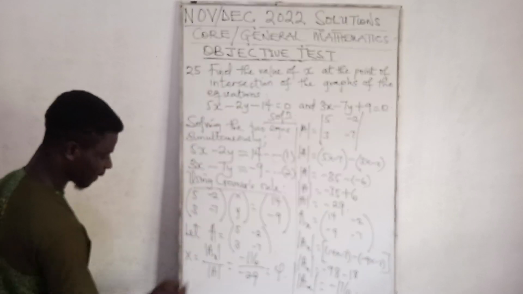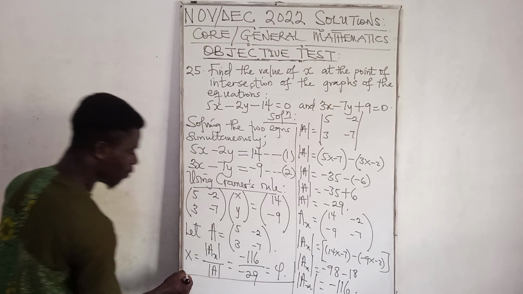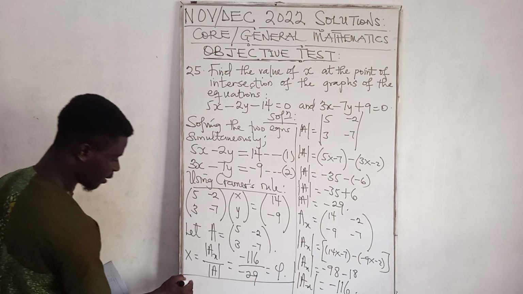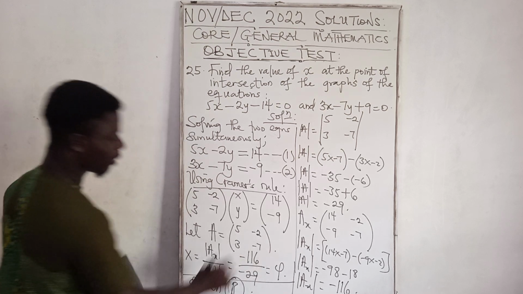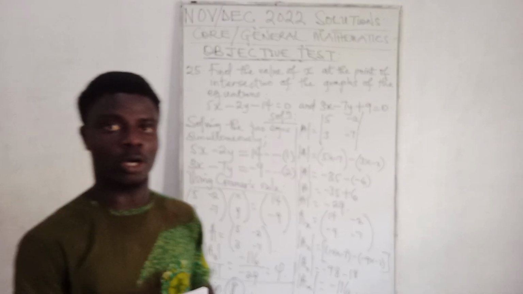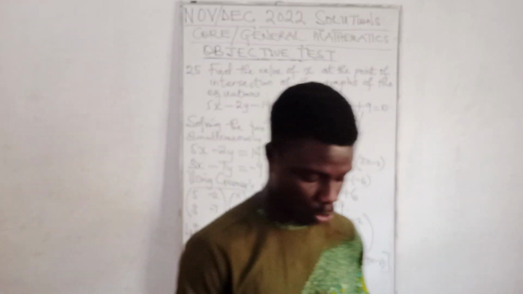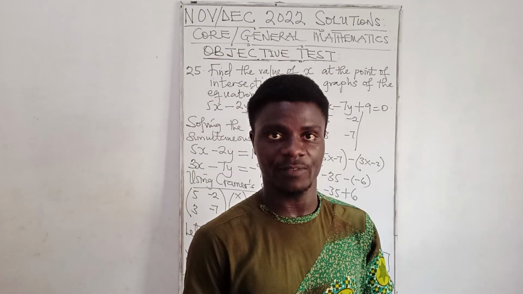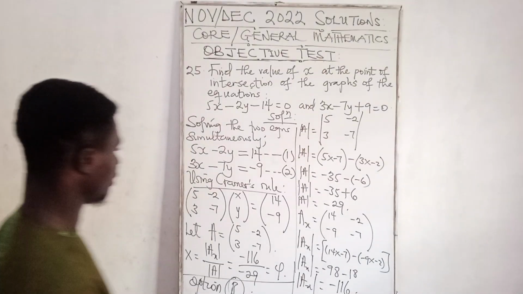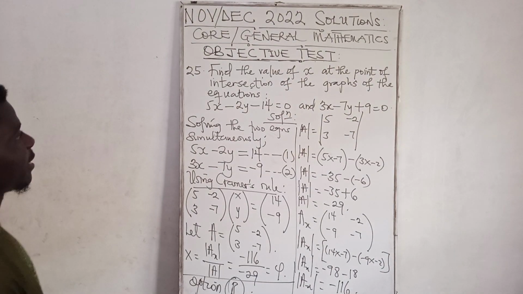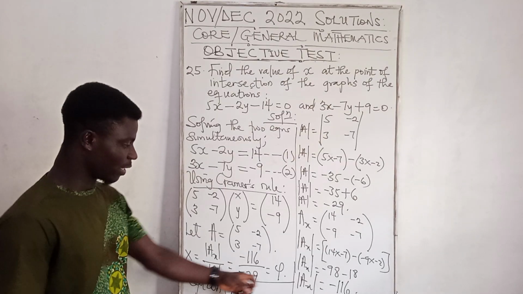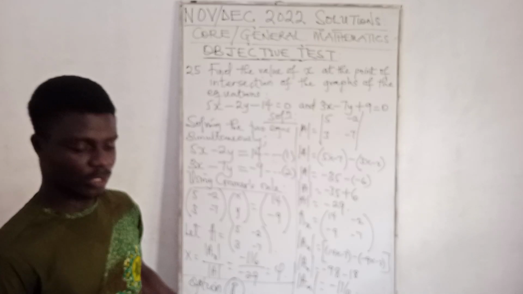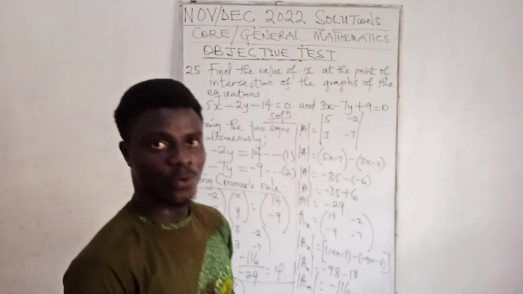So it means that our answer is option B. Option B for boy. So they said we should find the value of x. This time around, the value of x is 4, which is option B. All right.